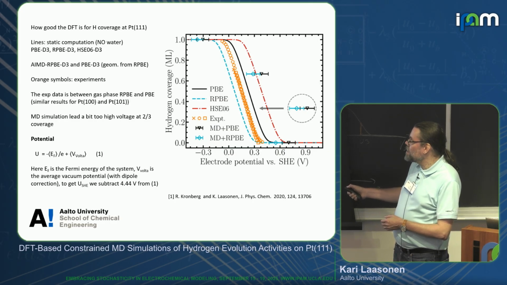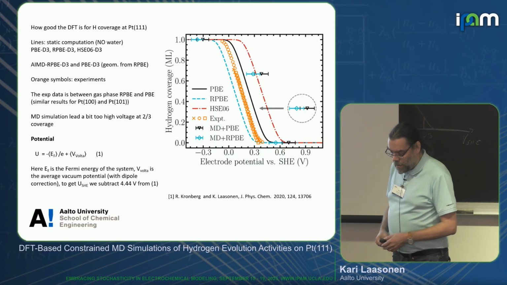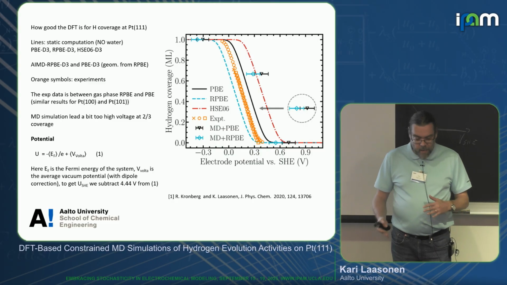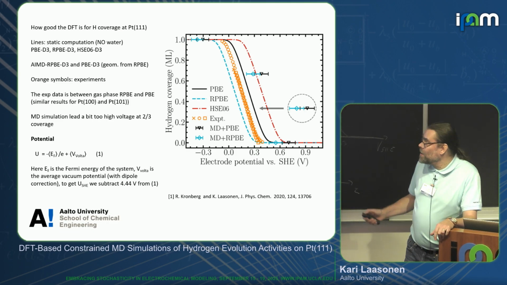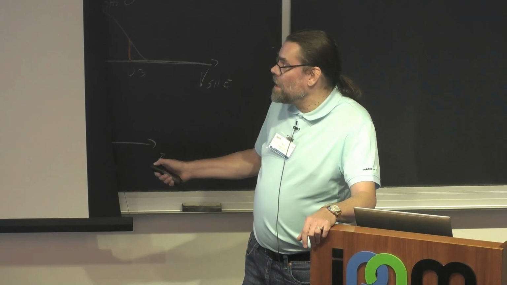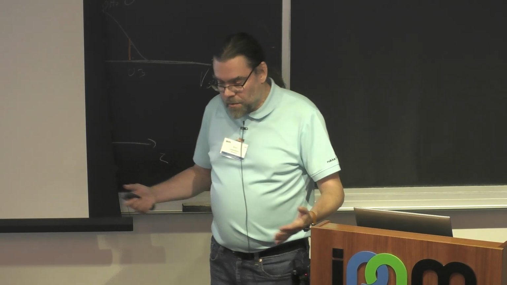Adding the explicit real water molecules, this goes a little bit off. So this might be that the agreement is nice without water, but the water disturbs the potential a little bit. So we have something like 0.2 volt.